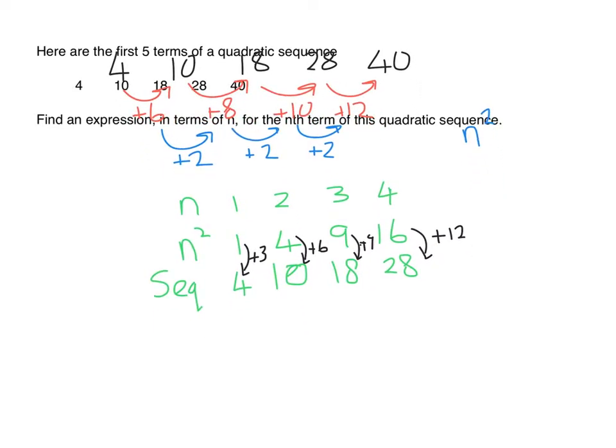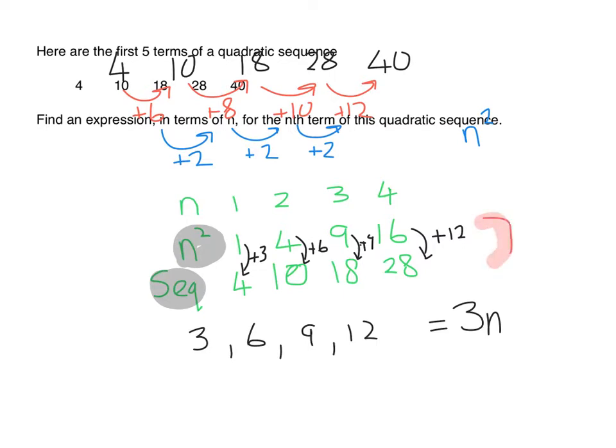I'm going to write out the numbers again. So those, that black sequence there: 3, 6, 9, 12. And that is obviously the 3 times tables, so that's just 3n. So to get from this row to this row, what we've effectively done is we've added 3n. So altogether we've got n squared plus 3n. And that's my final answer.